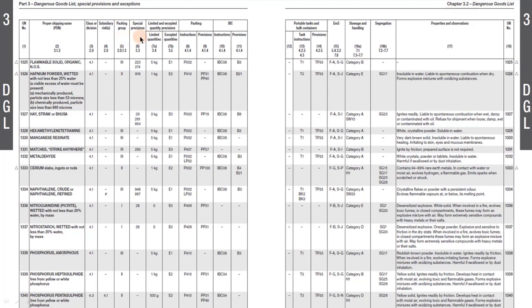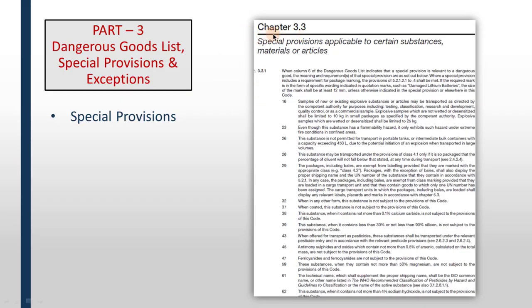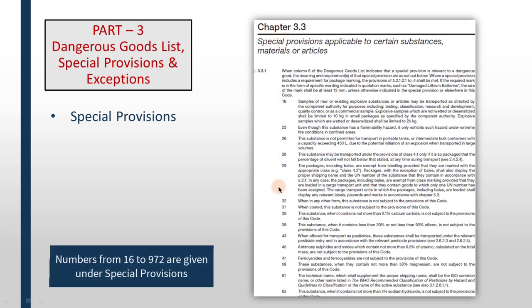Now the next column is special provisions. This column contains a number referring to any special provision which is indicated in chapter 3.3. So this is an extract from chapter 3.3. A list of numbers is given here and against that number some special provisions are given.